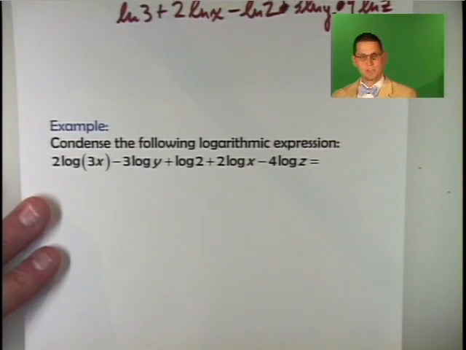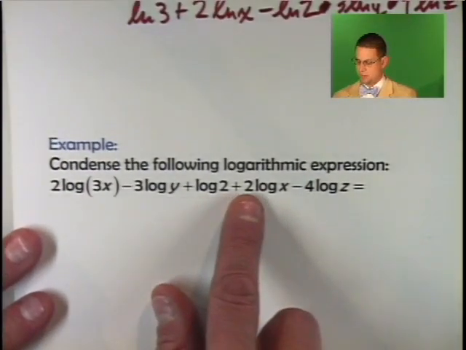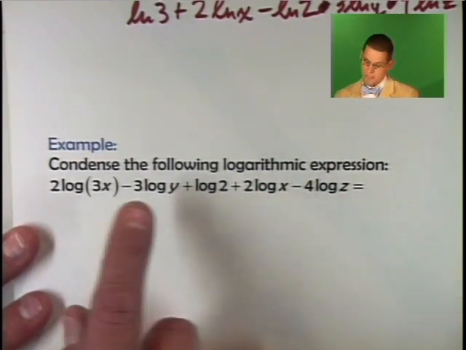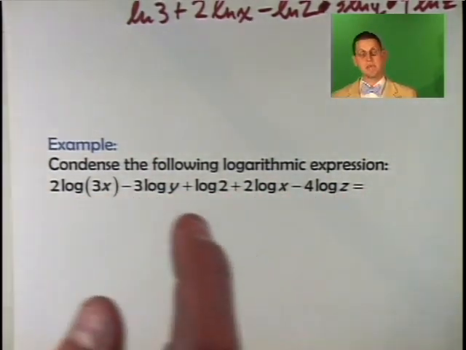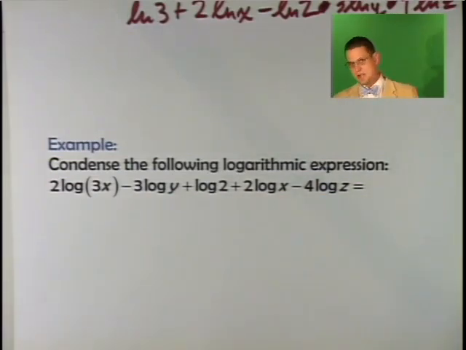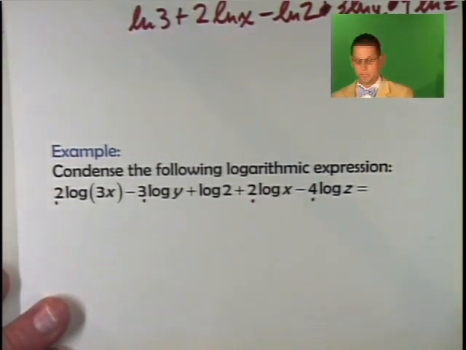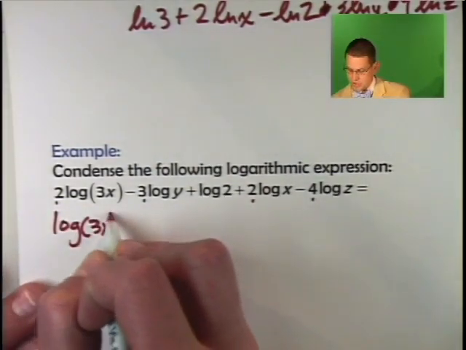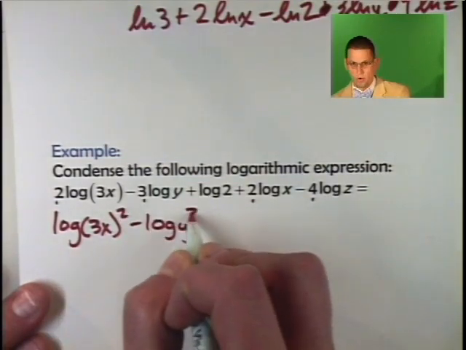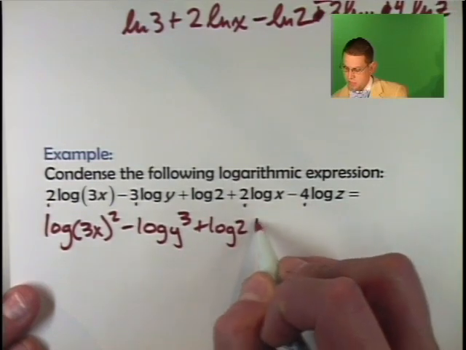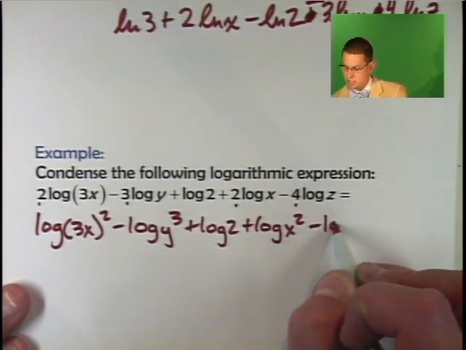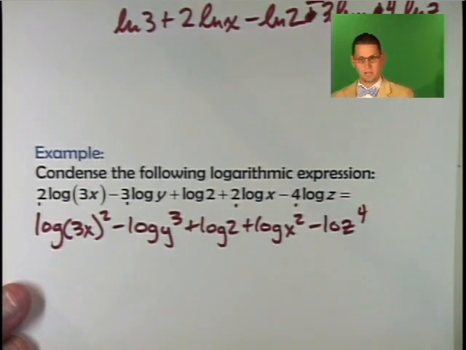I've got 2 log of 3x minus 3 log of y plus log 2 plus 2 log x minus 4 log z. Notice that there are 1, 2, 3, 4, 5 terms, and each of them are log base 10. If the last thing we did when we were expanding was bring the exponents out as coefficients, the first thing we're going to do when we're packaging it back up is bring any coefficients that are out front and put them back up as exponents, okay? So I have an exponent, or coefficient there, there, and there, and there. Those all get brought back up. So this becomes log of 3x quantity squared minus log of y quantity cubed plus log of 2 plus log of x squared minus log of z to the 4th. Okay? So, oops, I forgot my g.